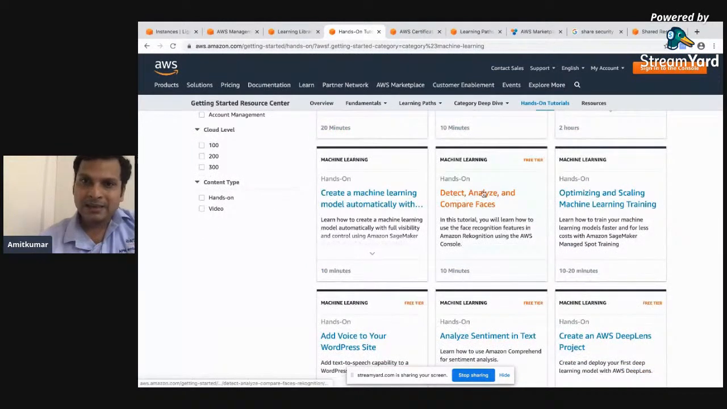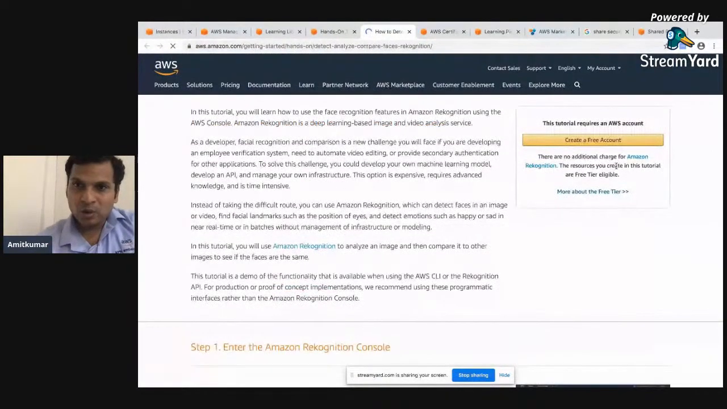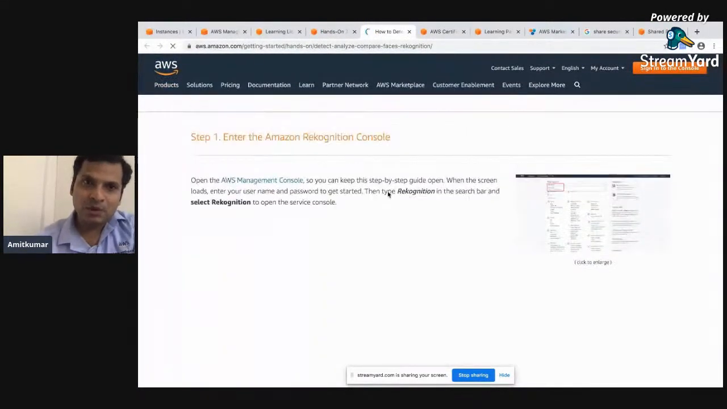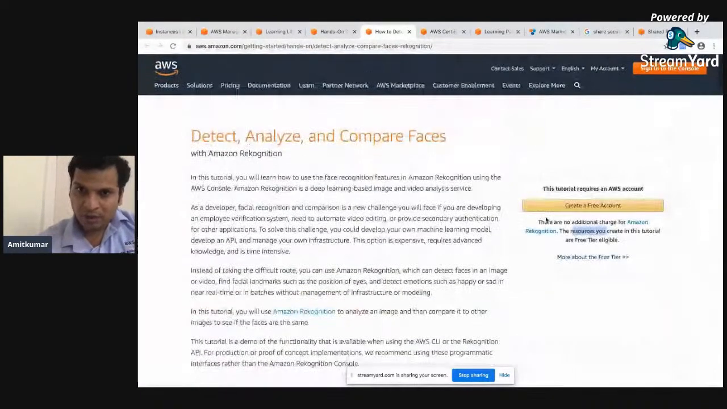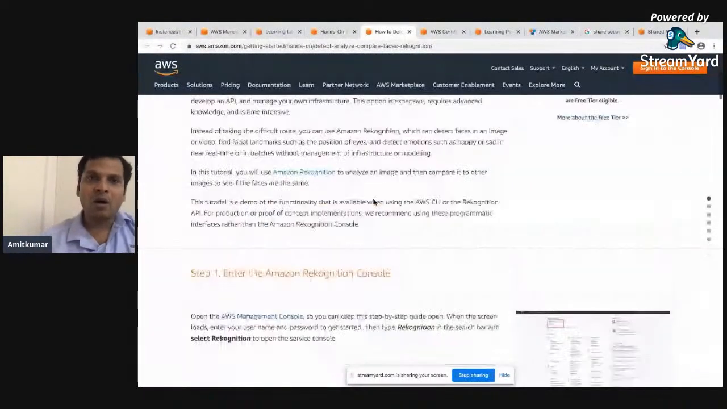Detect, Analyze, and Compare Faces. You see this is a free tier tutorial, which means, let me open this, I'll show you what a free tier hands-on means. They have also given you the resources that you create for this particular tutorial. You see there's a step-by-step tutorial along with snapshots, step 1, step 2, 3, and 4. So if you implement this tutorial under a free tier, these services, the set of services, are all eligible for free tier.